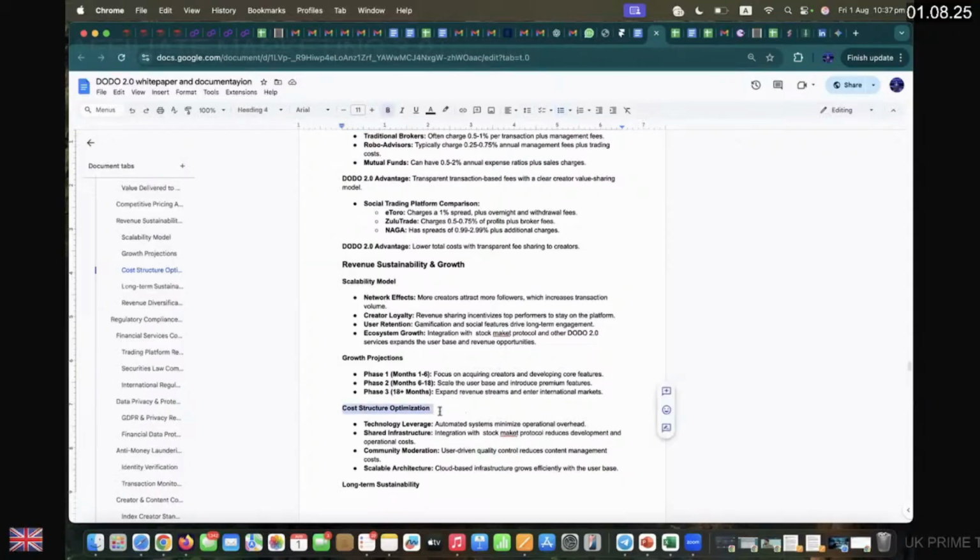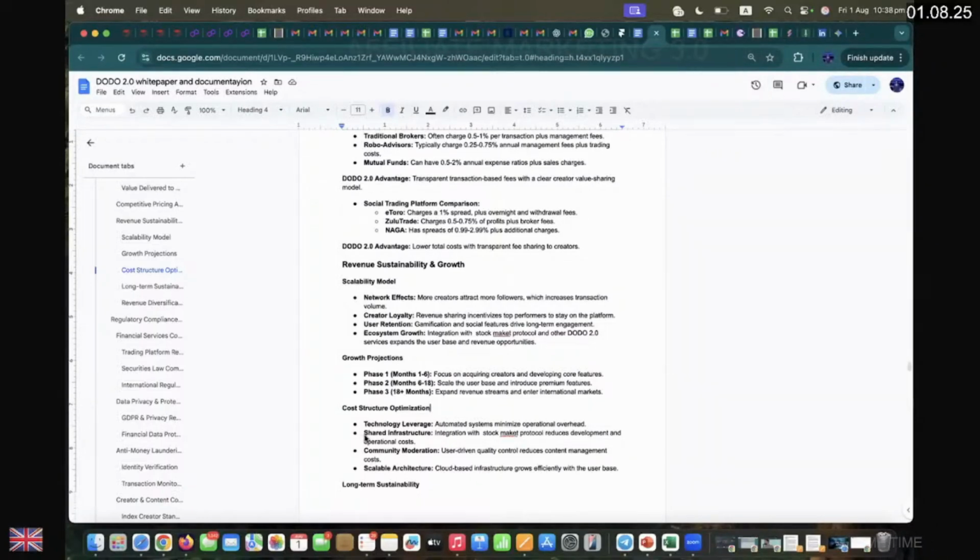Cost structure optimization. Technology leverage: automated systems minimize operational overhead. We are using AI in a very big way to minimize the operational overhead. When you create an index, it is potentially approved by an AI tool that gives you ease of creating the index and gives you very quick results as well. Once you create the index, it shows up instantly in the portfolio and it goes live instantly.